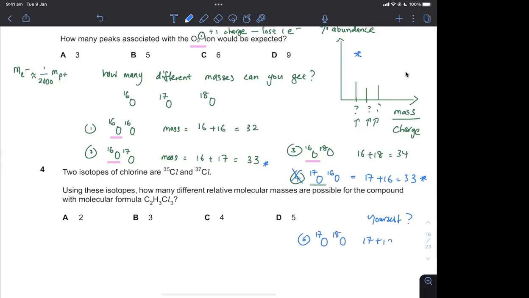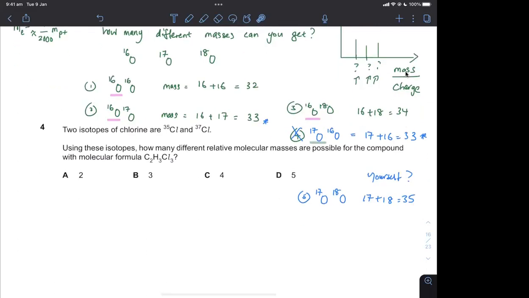Is this repeated or not? This gives me 35. 35 is different from 32, 33, and 34. So this is a different one. This is indeed my number 4. Now onto my number 5, 17 oxygens.